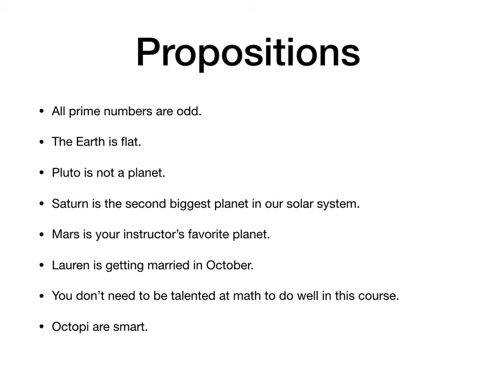These others are, well, I don't know who Lauren is. I just picked a random name. But these others are, I think, true. Saturn is the second largest planet in our solar system. Pluto is not a planet. Octopi, this is maybe a bit more vague, but by most definitions of smart, octopi are smart, at least for animals, right? Doesn't really matter. The point is that these statements can be true or false.